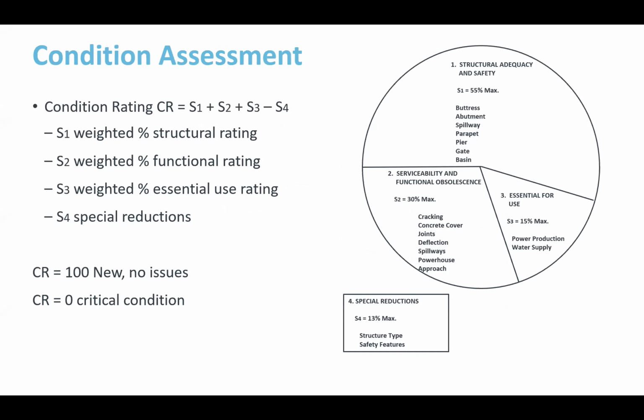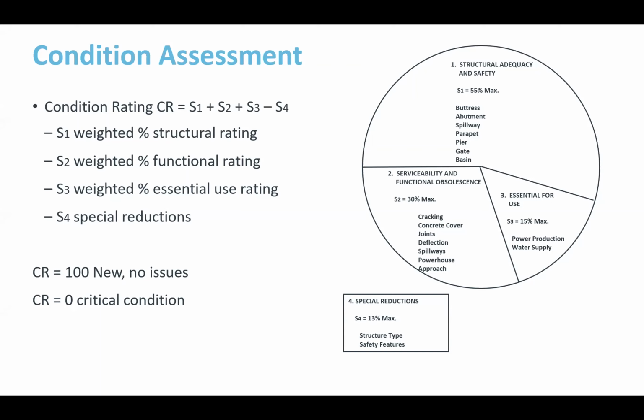So if we use the same model that we use for bridges, here's the pie chart again, and just for demonstration purposes, we're going to keep the same percentages. So we're going to have a condition rating, and it's going to be the summation of S1, S2, S3, and we're going to subtract off S4. So as a reminder for you, S1 is your structural adequacy and safety. So let's just say maximum score of 55.